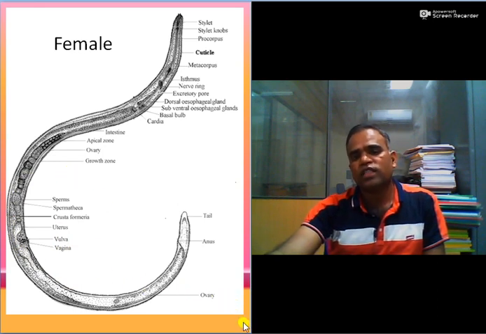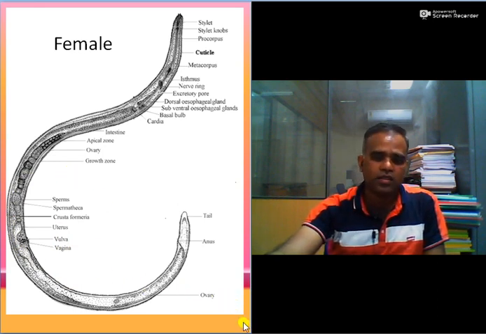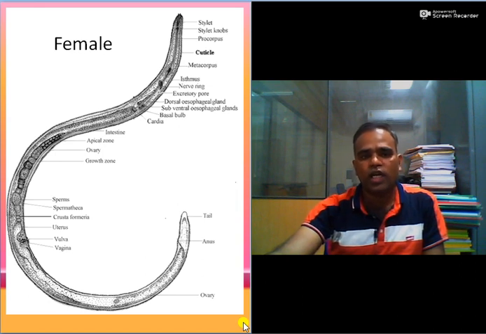So in your exam one may ask to describe all the female parts, or they may ask to sketch a well labeled diagram of female nematode. So you must draw out this diagram, as it contains all the parts of this female.